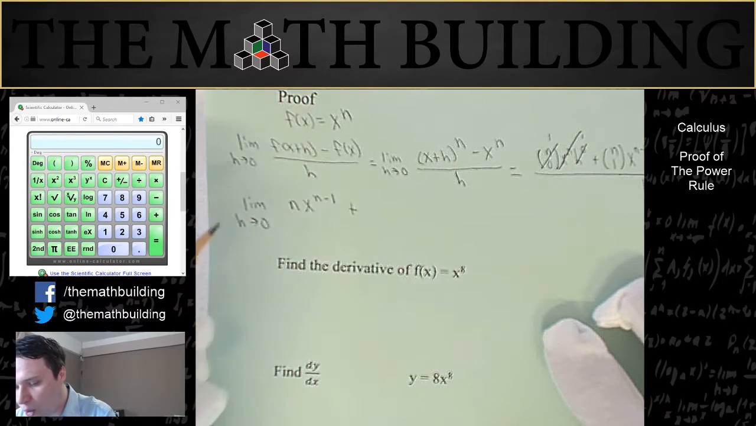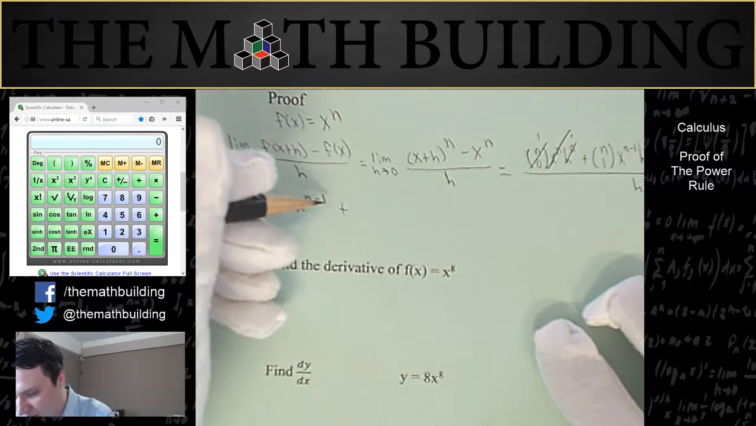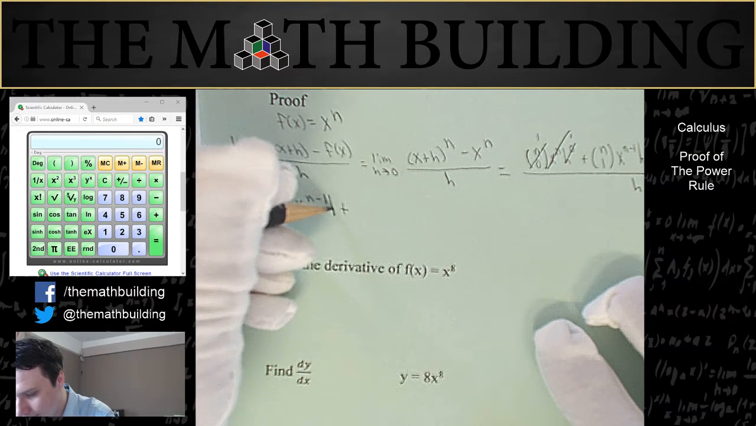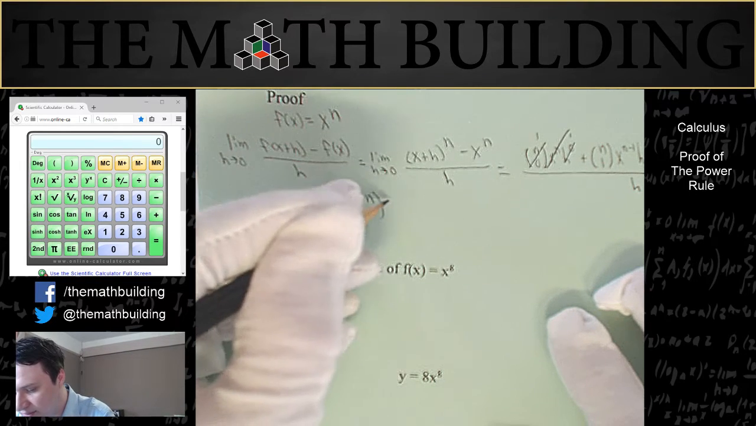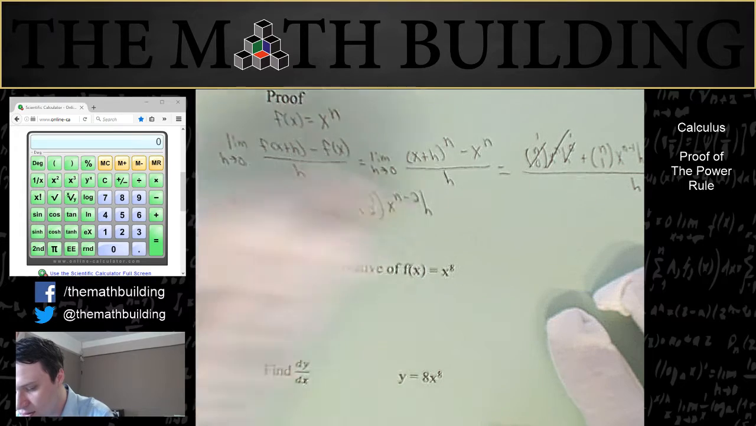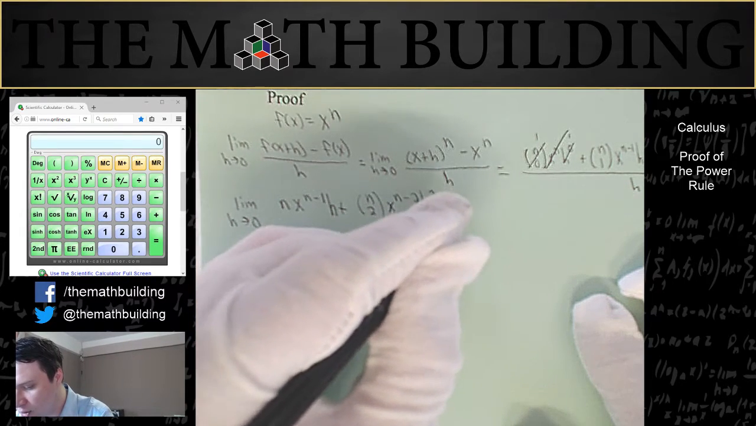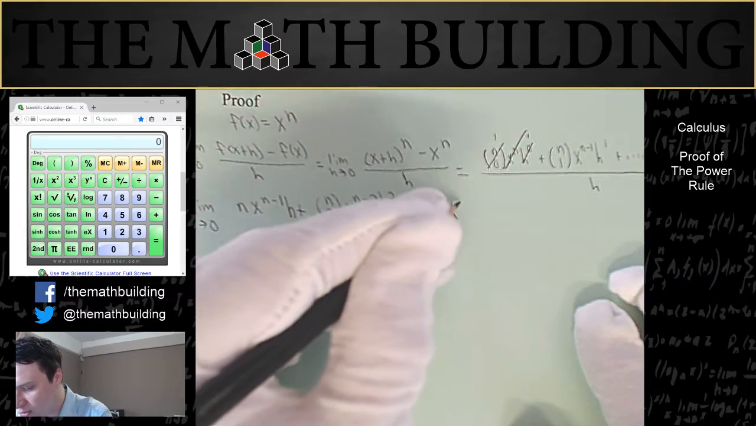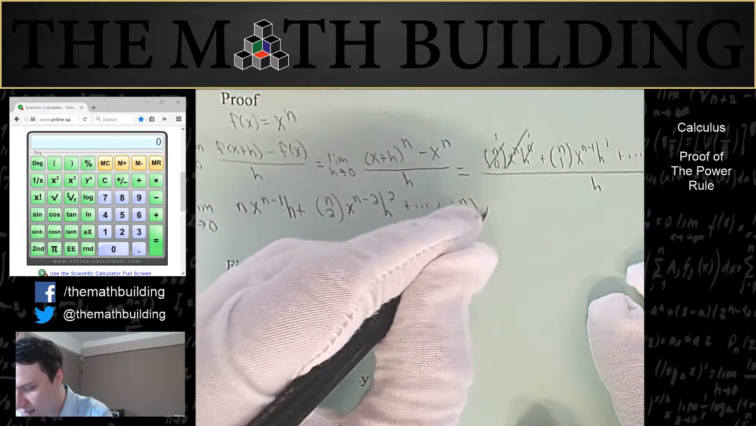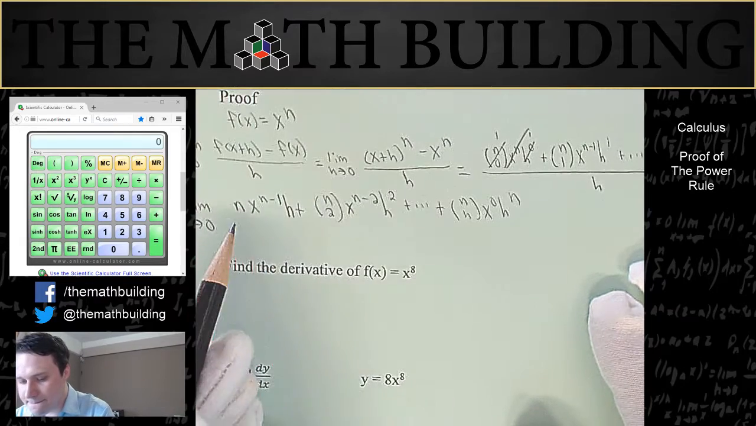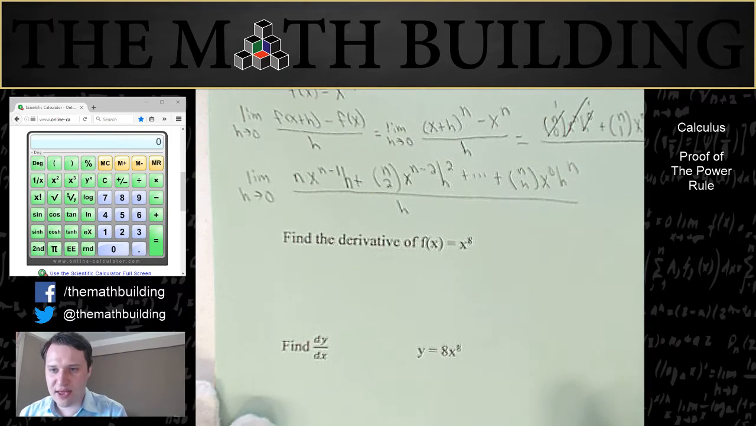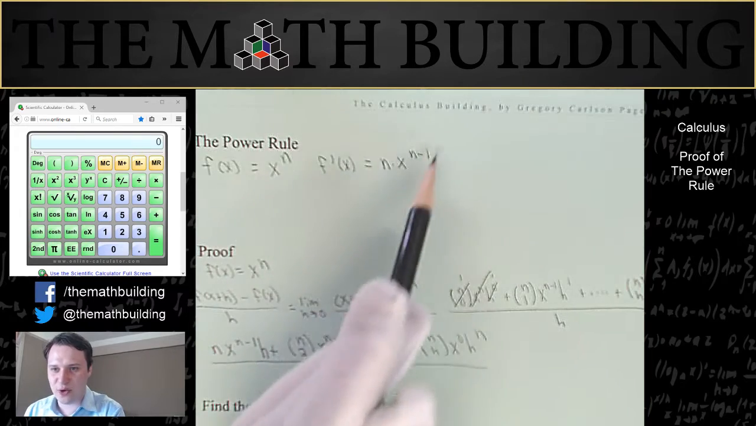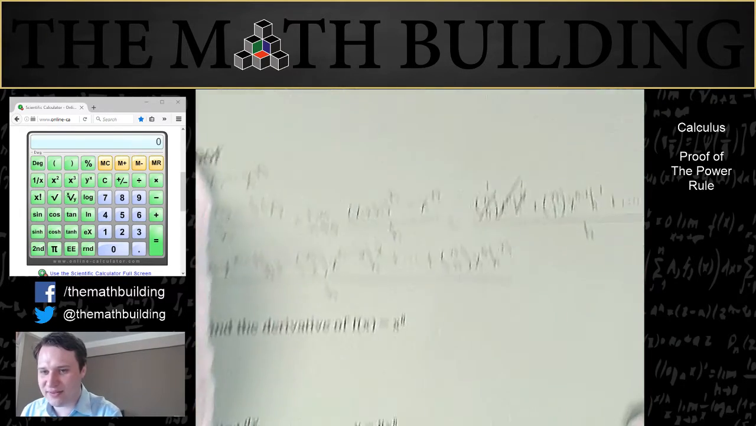And then we would have a whole bunch of terms. Oops, I'm sorry, I left off my h to the 1. And then we would have n choose 2, and this would be x to the n minus 2, h squared, and so on, all the way to n choose n, x to the 0, h to the n. So there we are, and you can see I've got my n x to the n minus 1. That's the answer we're hoping to get, so it's good that we can see that in our formula.